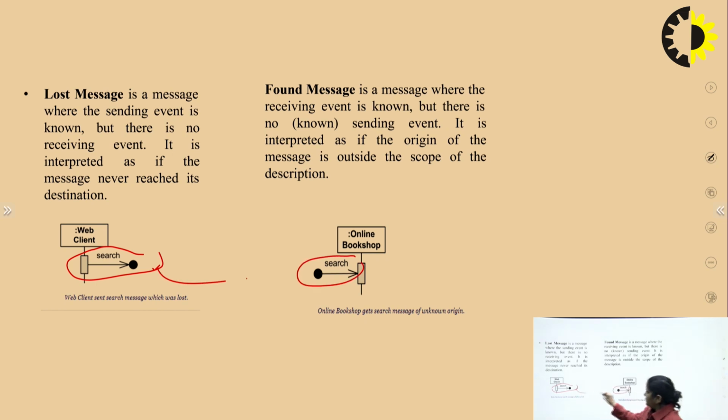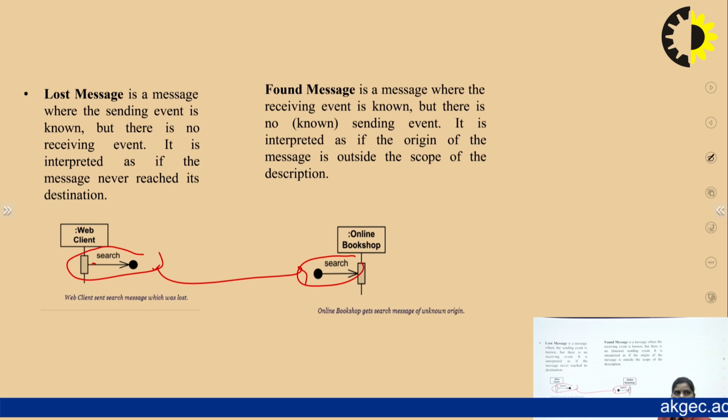The same symbol is used, but the representation is somewhat different. It is interpreted as if the origin of the message is outside the scope of the description. Here we have the representation outside the lifeline activation, and here the representation is incoming from inside the lifeline activation. So this is the basic difference between lost and found messages: in lost messages, the sending event is known but there is no receiving event, and in found messages there is no sending event and the receiving event is known.